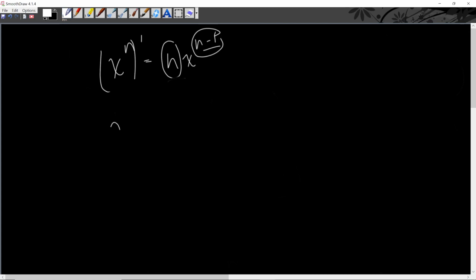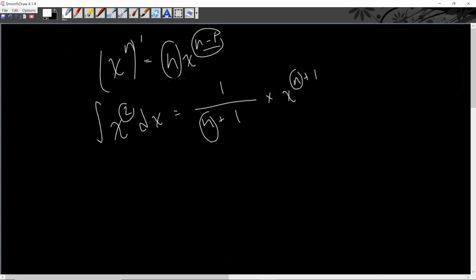So we have x squared, the integral of that, and this is going to be 1 over n plus 1 times x to the n plus 1. So n in this case is 2. So 2 there, 2 there. 1 over 2 plus 1 is going to be 3. And then x to the 2 plus 1 is also going to be 3. So the integral of x squared is going to be 1/3 x cubed.